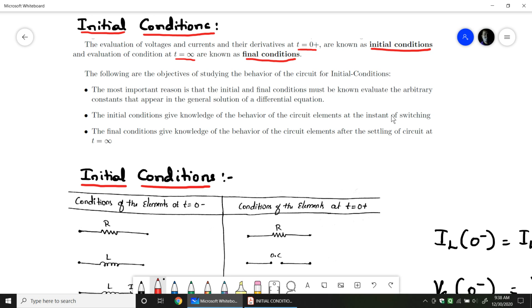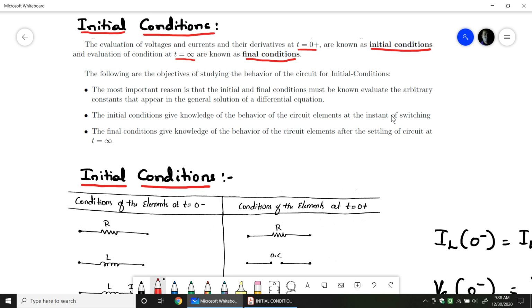Such dangerous scenarios we see in electrical circuits. So before or at the time of switching, if we know the behavior of the circuit elements by knowing the initial conditions, then we can justify what to do after switching, and what should be done before switching. That is what we normally do.